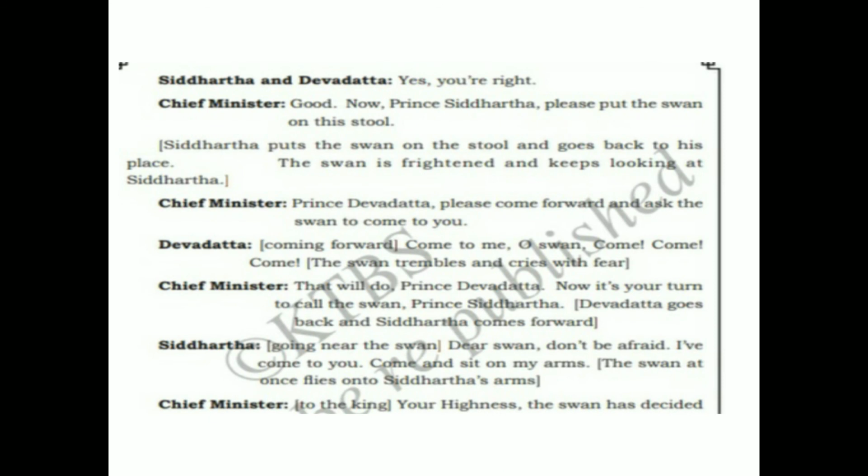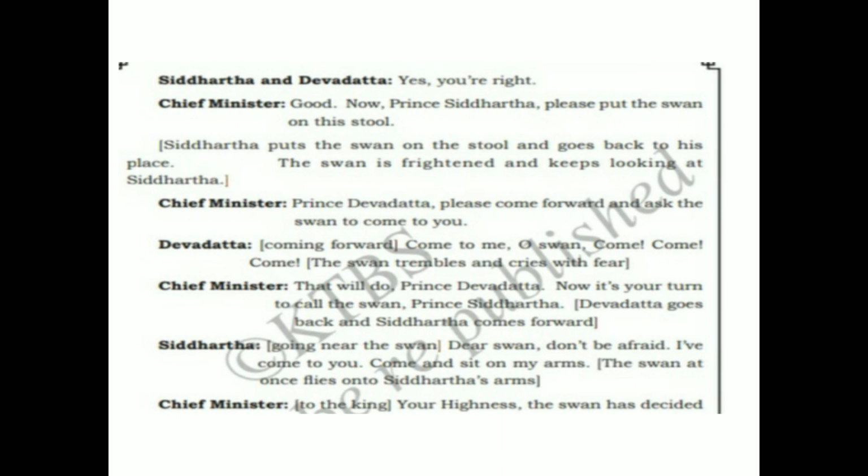The chief minister says, that will do. Okay, Prince Devadatta, now it's Prince Siddhartha's turn to call the swan. Devadatta goes back and Siddhartha comes forward. The chief minister told, your time is over, Prince Devadatta. You go to your place and stand. Now Siddhartha will come and call the bird.